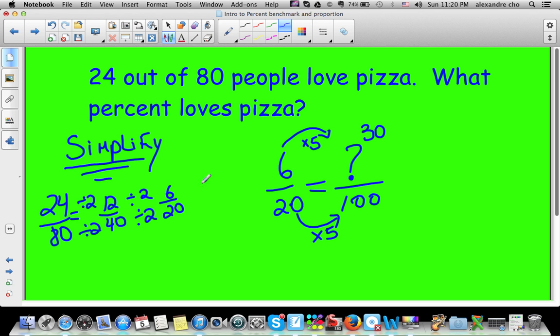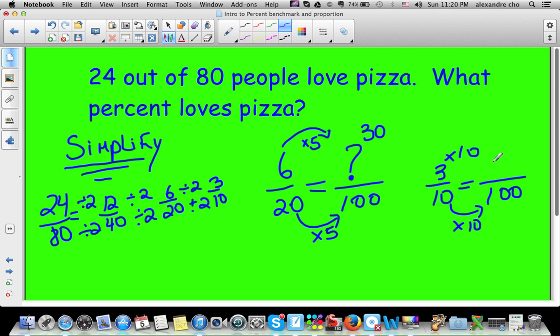Now, some of you might have done this. Divide by 2 again, and gotten 3 over 10. And guess what? I'll do it on the side here. So instead of using 6 over 20, you could have used 3 over 10. Why? Because 10 goes nicely into 100. 10 times 10 goes to 100, and 3 times 10 gives you 30. You get the same answer, 30%.